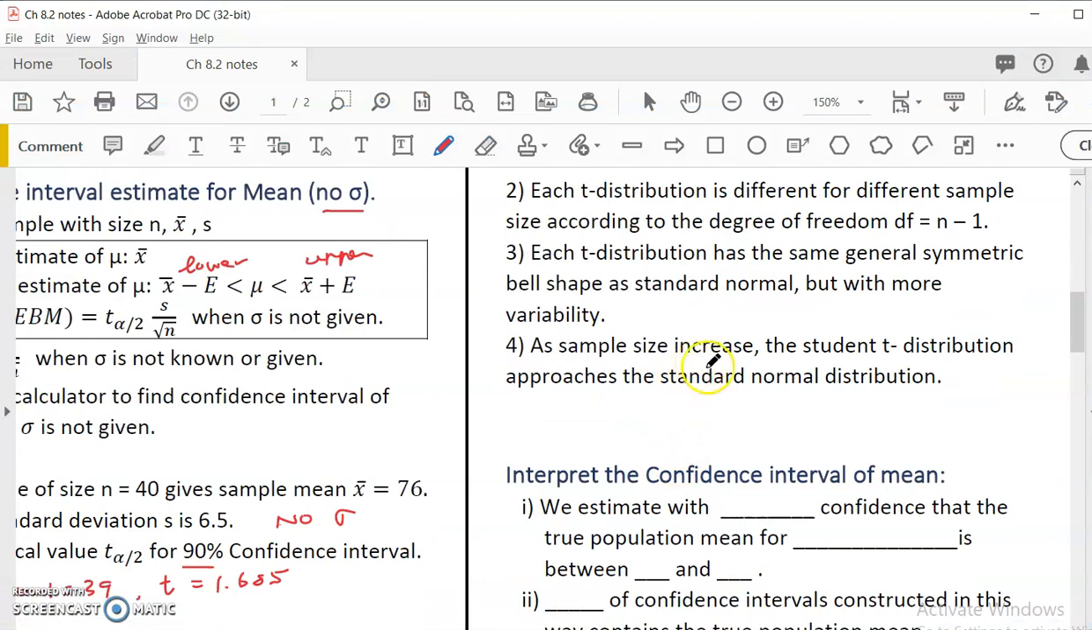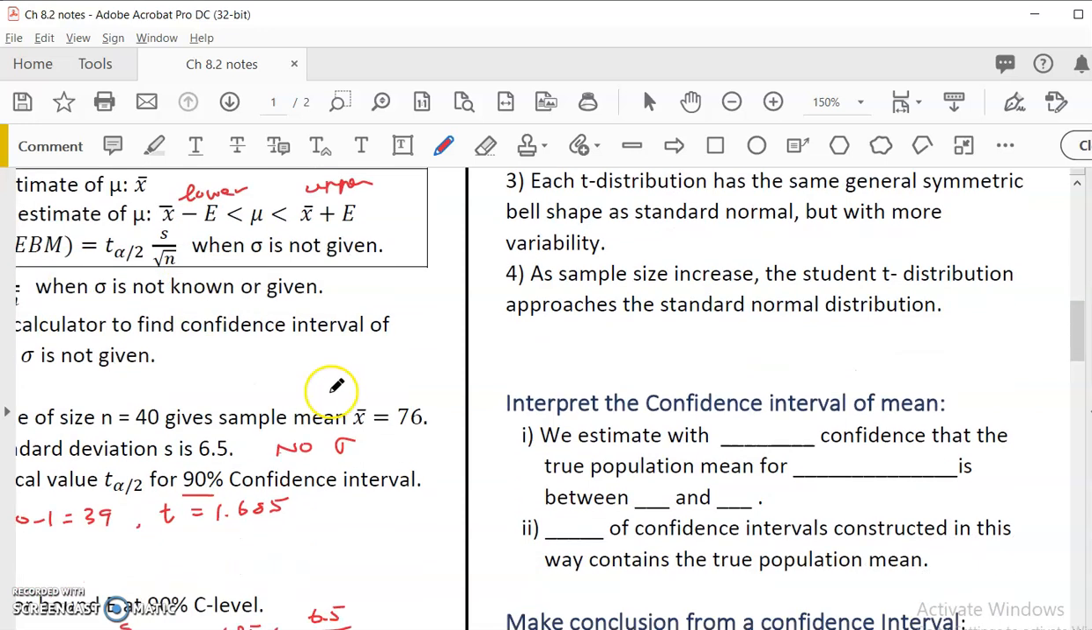Okay, and also because the formula to calculate the margin of error is t times s over square root n, if the sample size increases, you divide by a bigger number. If the sample size increases, this will decrease, right? If you decrease the sample size, you divide by a smaller number. This will increase, the error will increase.